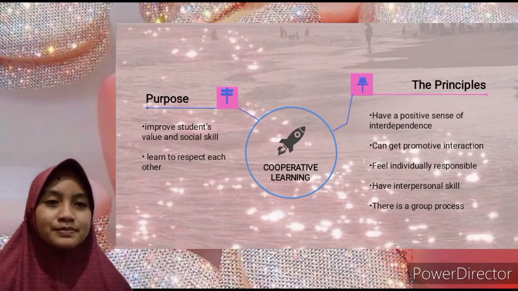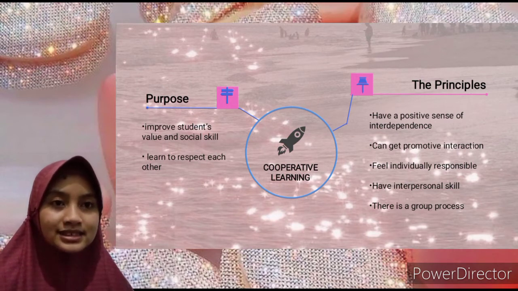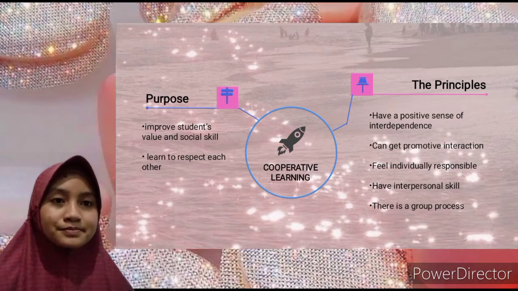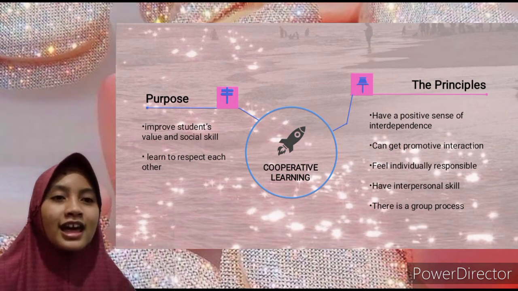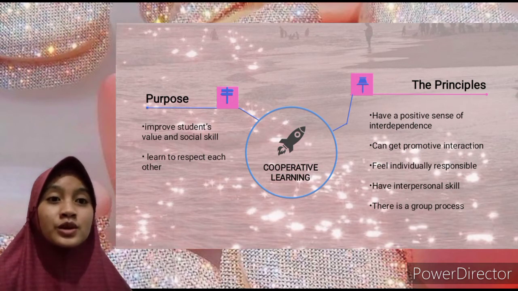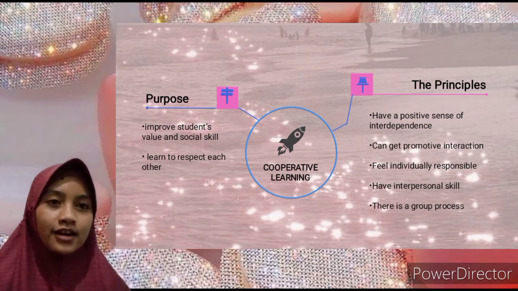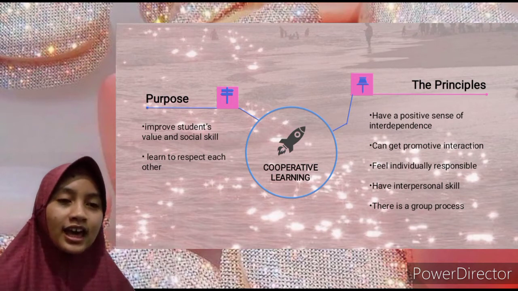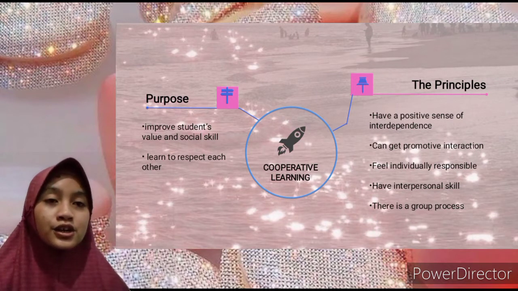There are principles of cooperative learning. The first, have positive sense of interdependence. The second, can get promotive interactions. The third, can have individual responsibility. The fourth, have interpersonal skills. And number 5, there is a group process.